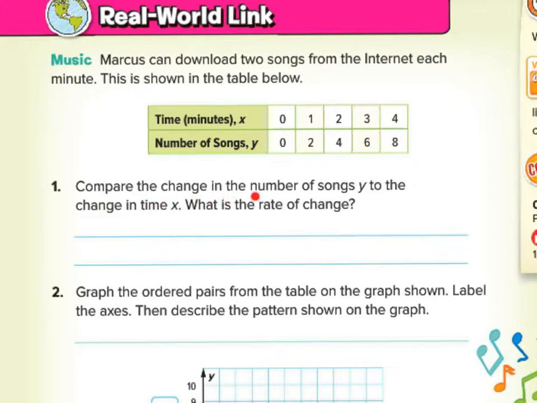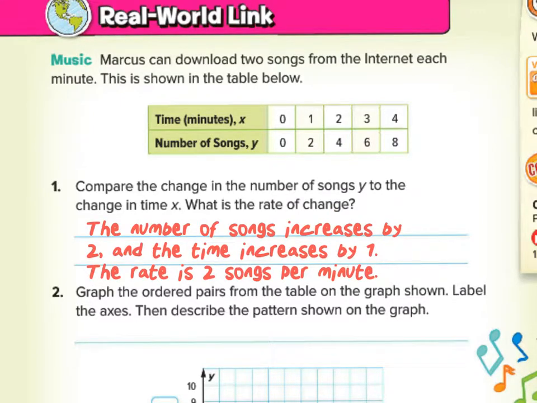Compare the change in the number of songs, y, to the change in the time, x. What is the rate of change? Well, we notice that the number of songs increases by 2, and the time increases by 1. So the rate is 2 songs per minute. Every time we have 1 minute, we have an additional 2 songs, as you can see here. 1 minute, 2 songs. 2 minutes, 4 songs. Every time it increases by 1 on the top, it will increase by 2 on the bottom, the number of songs.